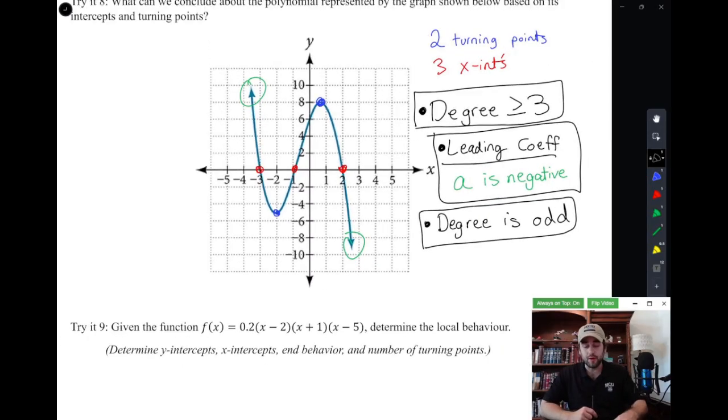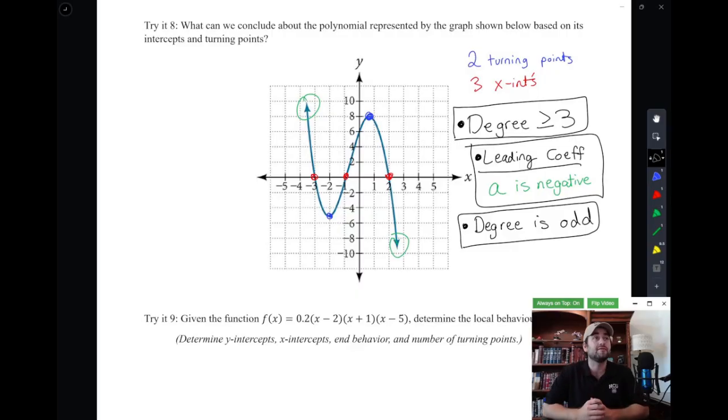Cool. There's probably a lot more we could talk about that graph. We could actually give them what the x-intercepts are. We could probably give them what the y-intercept is. We could probably tell them a little bit about the local mins and the local maxes. So based on all the things we've done in this class, there's a ton we could do with that graph.